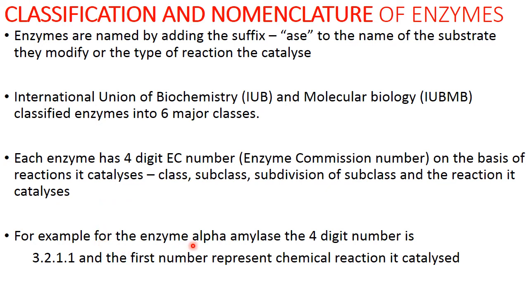सो एक एग्जाम्पल जैसे अल्फा एमाइलेज है, उसमें 4 डिजिट का नंबर है. That means these are 3, 2, 1, 1 और 3 कौन सा है, will represent the chemical reaction it catalyzes. अभी जो नेक्स्ट हम क्लासिफिकेशन करेंगे ये इसी पे बेसिस है. That means you have to classify the enzymes like is given in this video according to IUB classification. So you have to write in this particular order only, you cannot change it.